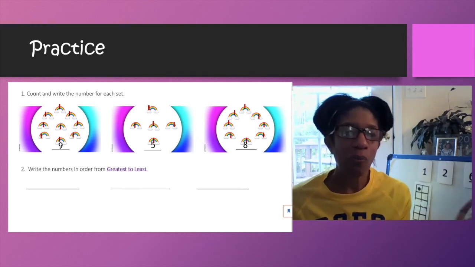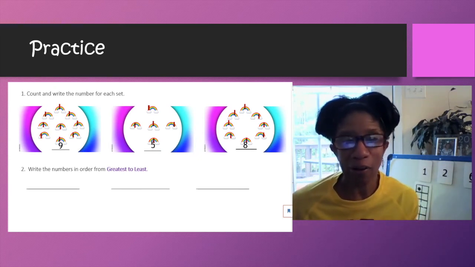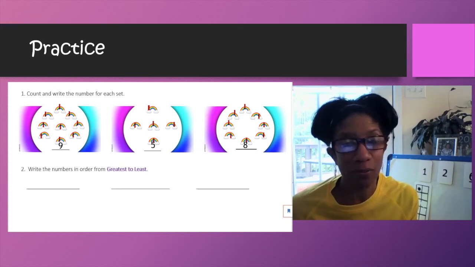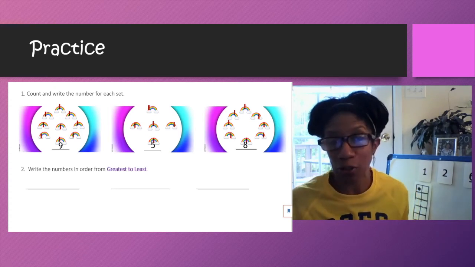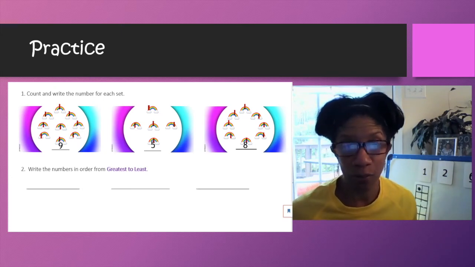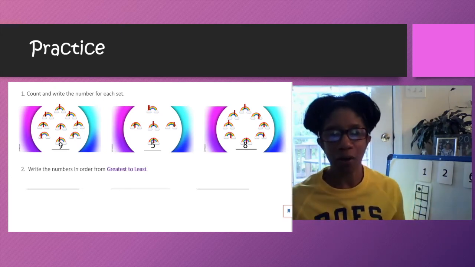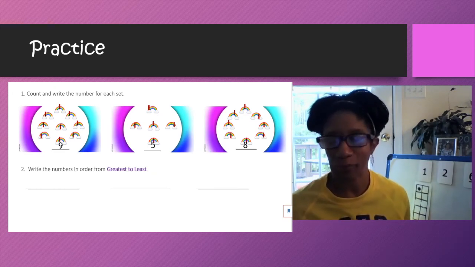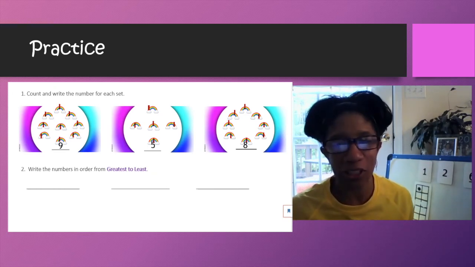So now we need to write our numbers in order from greatest to least. Make sure that you pay attention to what the directions tell you so that you make sure that you're putting them in the order that it's asking you to. And for this one, it says greatest to least. So now, what can we do to put those numbers in order? What tools can we use? What resource can we use?